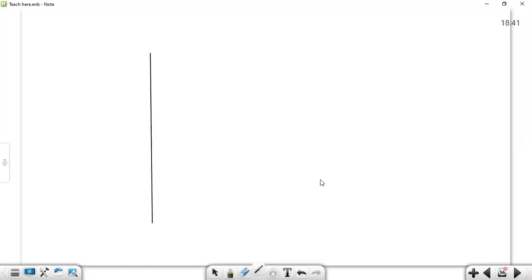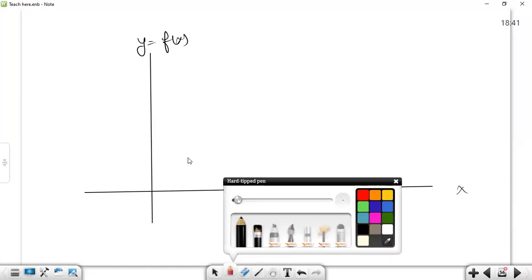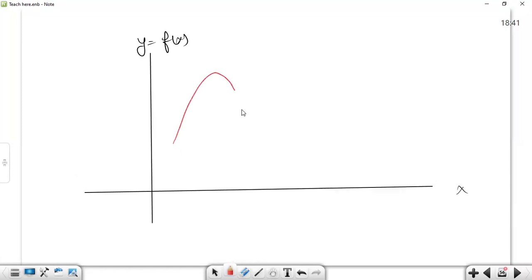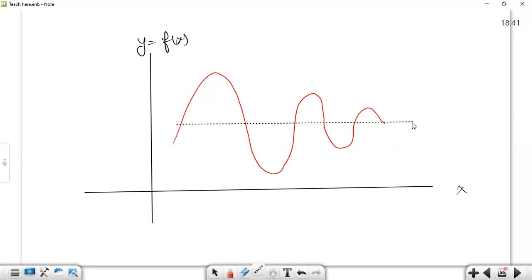So let's say that this is a y-axis representing y is a function of x. This is the x-axis. Okay, so let us draw a graph. Say, let's draw it like this. For reference, I'm drawing a simple line.